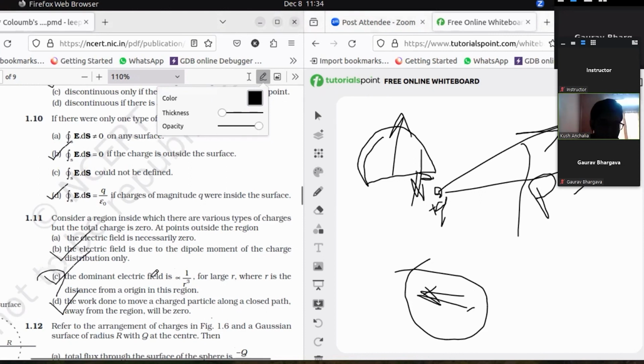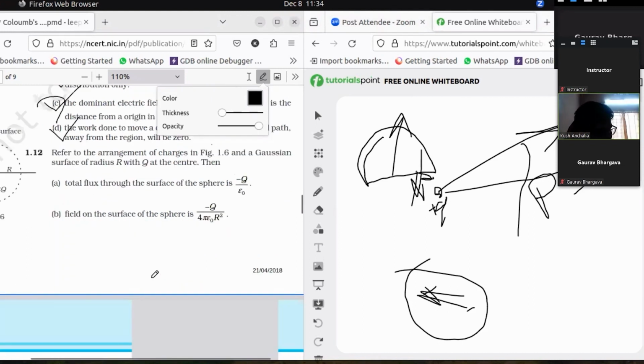Refer to the arrangement of the charges in figure 1.6 and the Gaussian surface of radius r with q at the center. The total flux is, okay, the net total flux is the charge enclosed, q minus 2q, equal to minus q by epsilon naught. So this one will be correct. The field on the surface E into 4 pi r square equal to q. Yep.